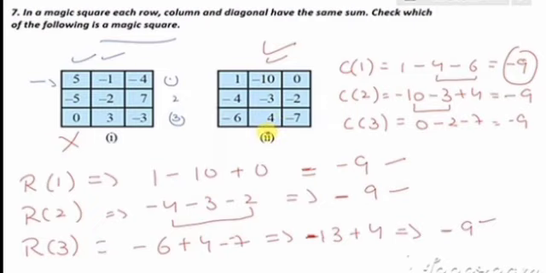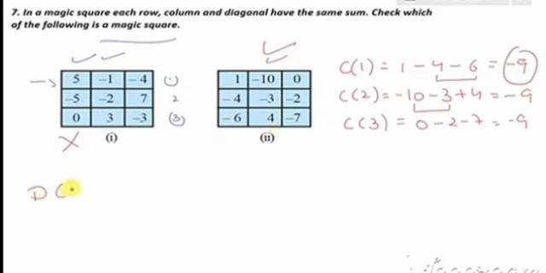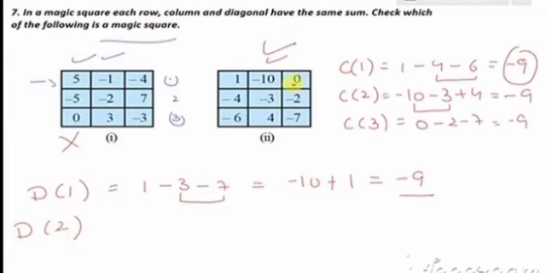Now we will check it for the diagonals. So first we are going to check diagonal 1, that is 1, minus 3 and minus 7. So we will take the sum of this diagonal. 1 plus minus 3, that will be minus 2, plus minus 7, that will be minus 9. Now for diagonal 2, that is 0 plus minus 3 is minus 3, plus minus 6 will be minus 9. Again you will get the same answer, minus 9.